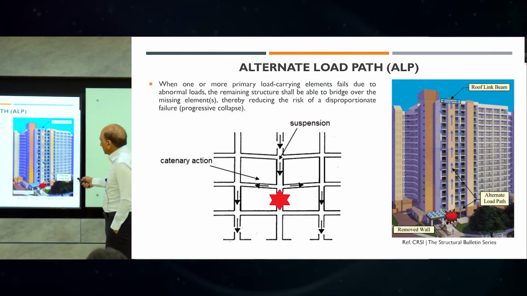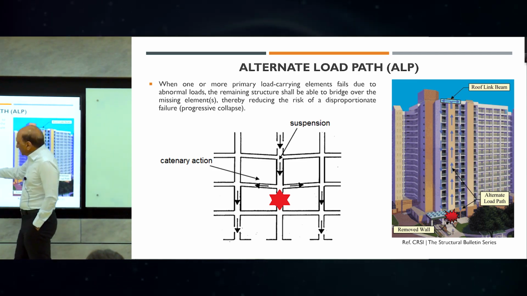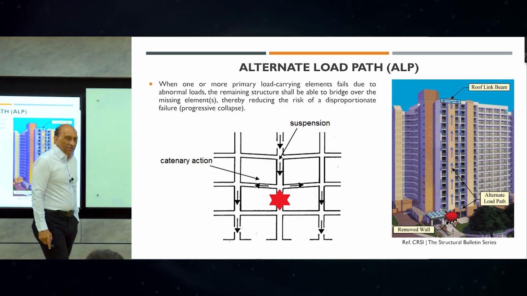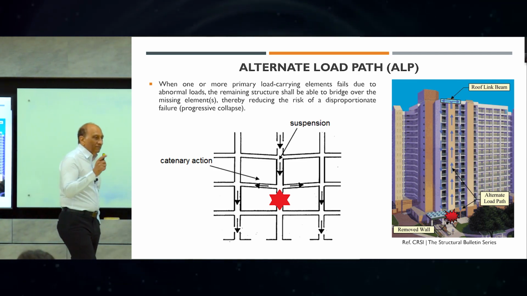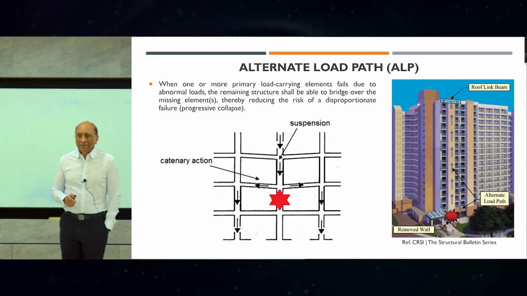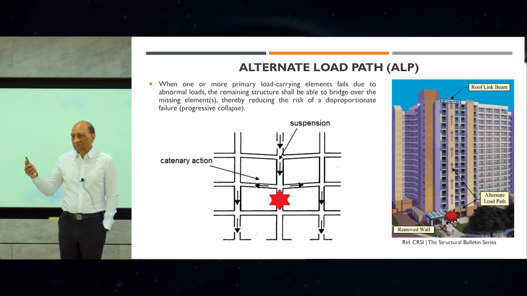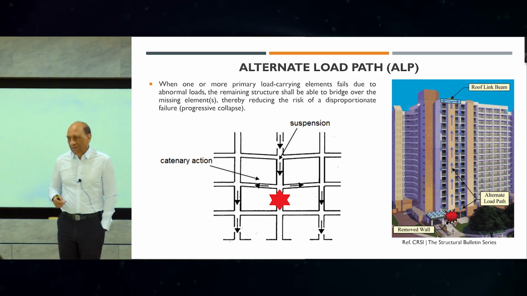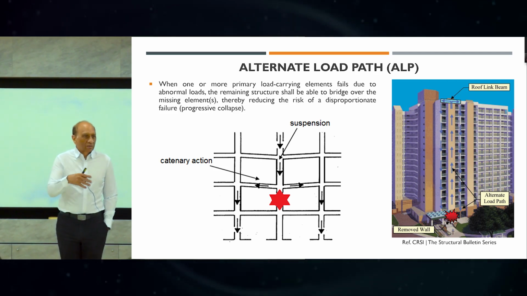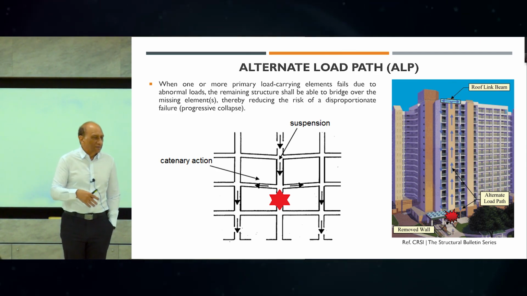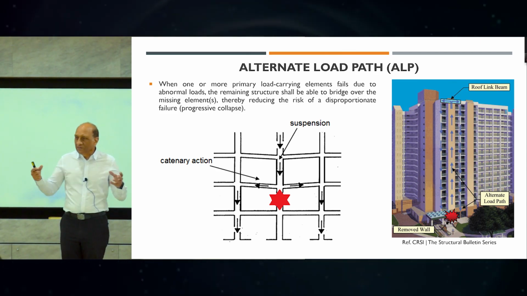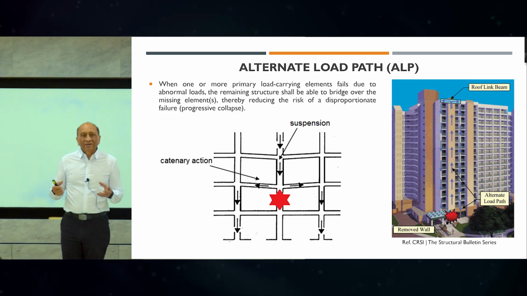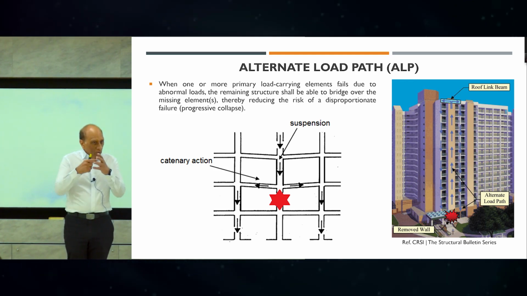And sometimes we investigate intentionally what will happen if one of the columns is broken or destroyed for any reason, right? Blast or accident, or a car hitting it or anything. So what happens if one of the columns is blown out? What will happen to the building? What will happen to the load transfer?